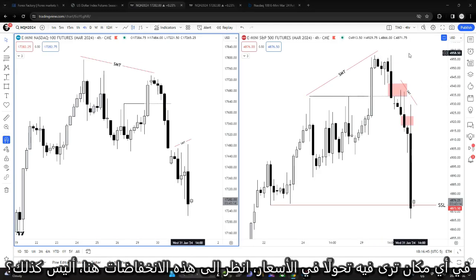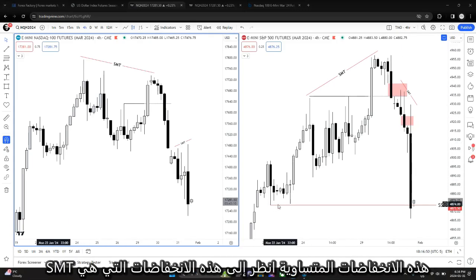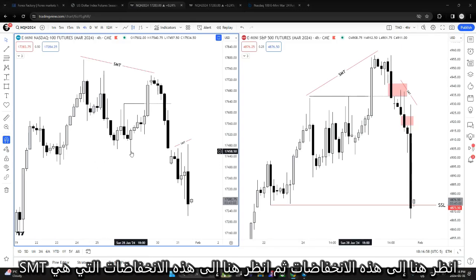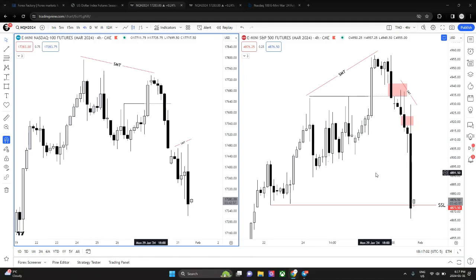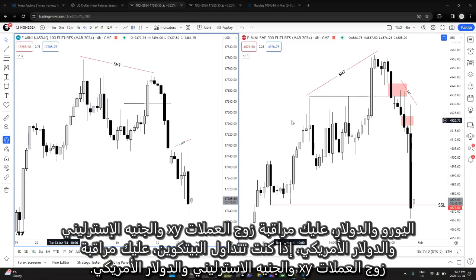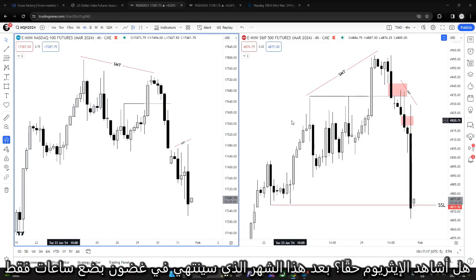Everywhere is SMT, right? Anywhere you see price turning around, look at these lows right here, right? These equal lows, look at these lows. That's SMT. Look right here, these lows. Then look right here at these lows. That's SMT. SMT is always present. You just have to be looking for it. If you trade the euro dollar, you need to be watching DXY, GBP, USD. If you're trading Bitcoin, you need to be watching Ethereum, right?